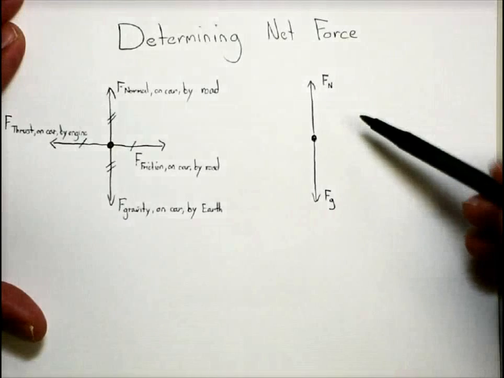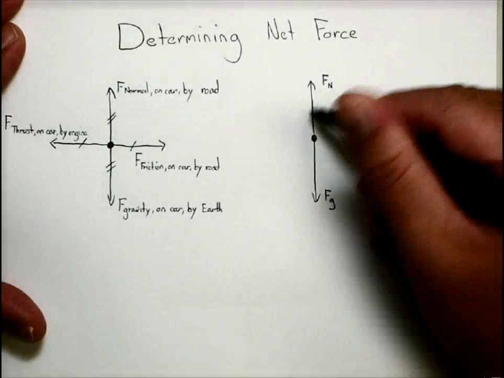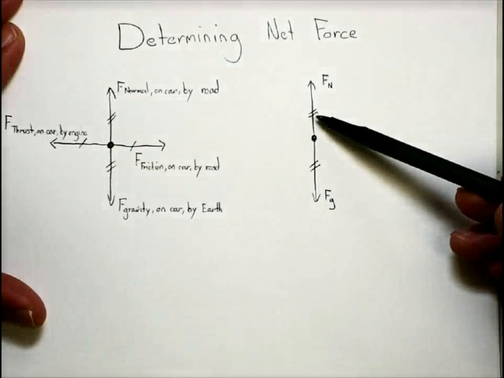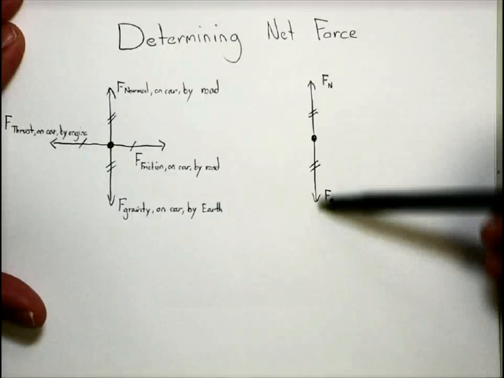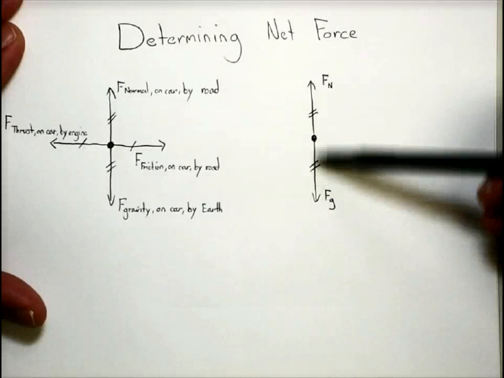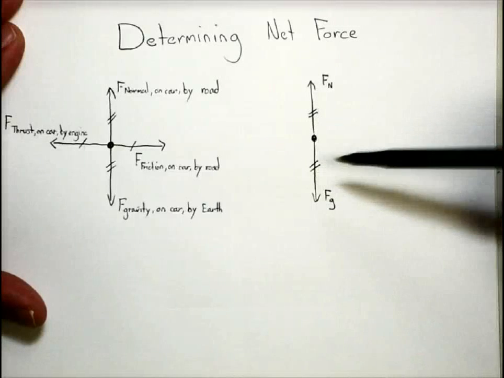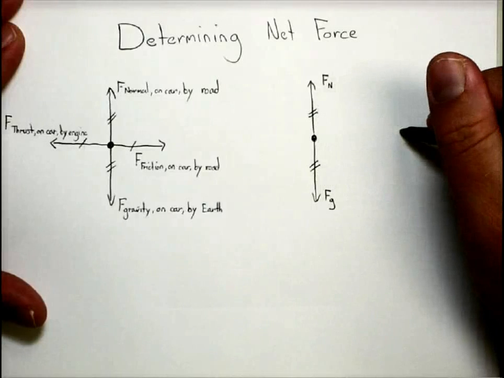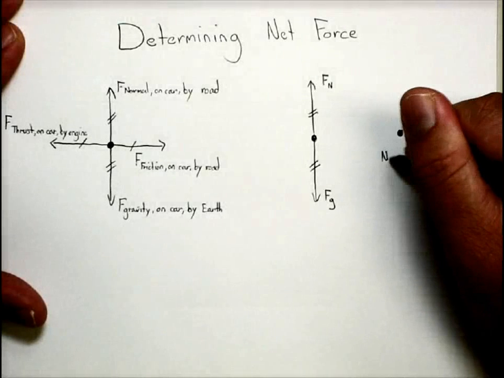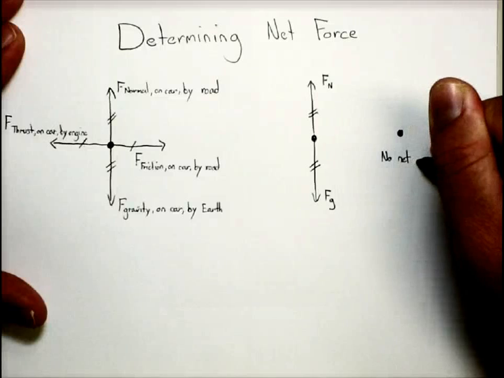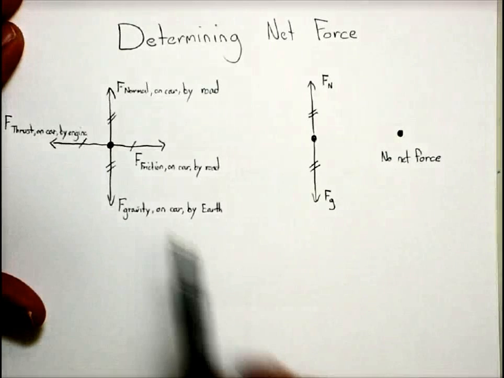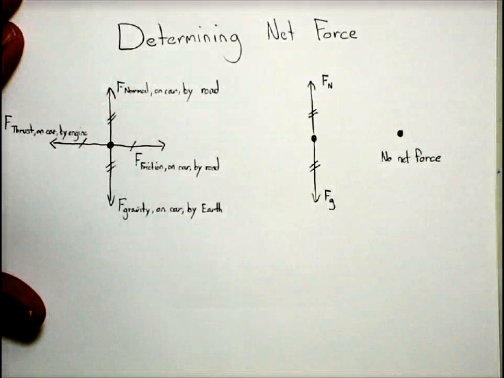So I've got now the normal force and the gravitational force are the only ones left. But notice these are also in the same line, so they're in one dimension, and they're the same size. So same size in opposite directions. These will cancel out, which means our net force is 0. So there is no net force in this case, because when we add them up, they all go away.